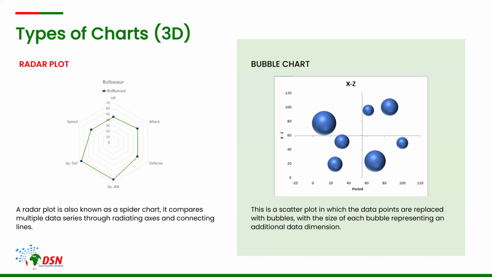So we have the radar plot. This radar plot is like a line plot that is connected together. It's also known as a spider chart. It compares multiple data series through radiating axes and connecting lines. The good thing about radar is that it allows us to visualize a whole lot of data points at the same time, provided that they have the same unit of measurement.